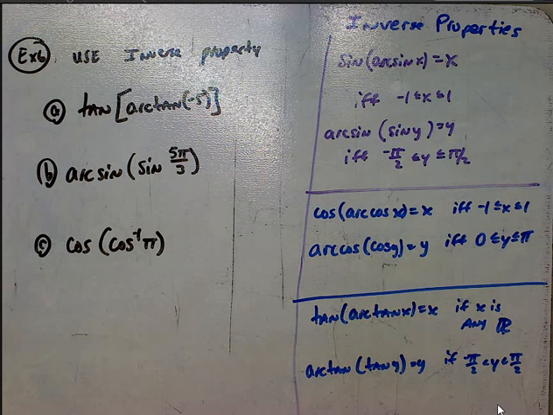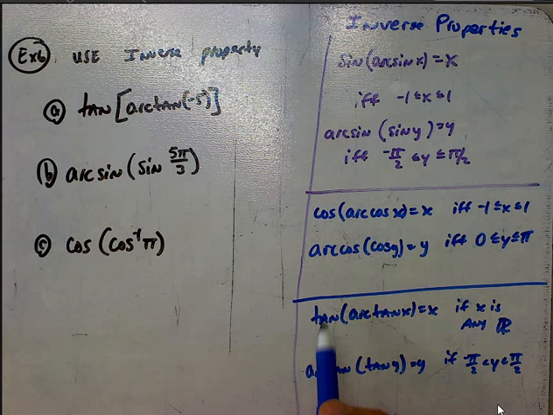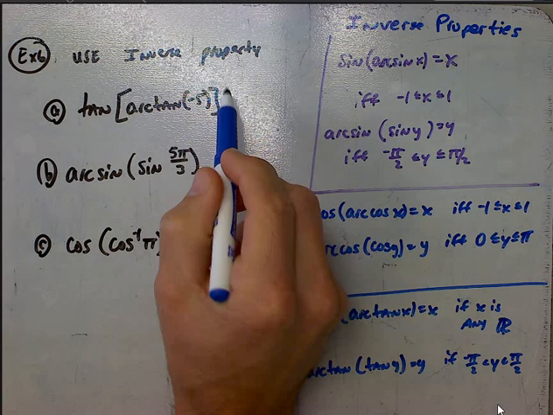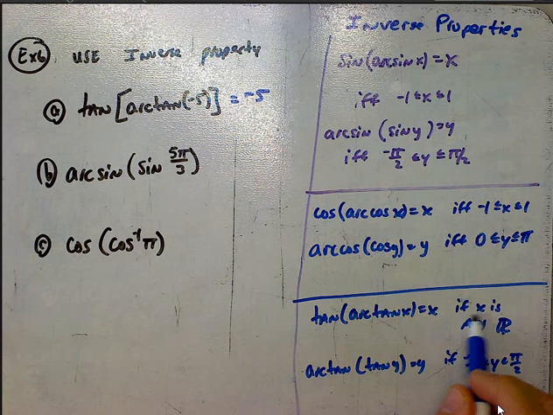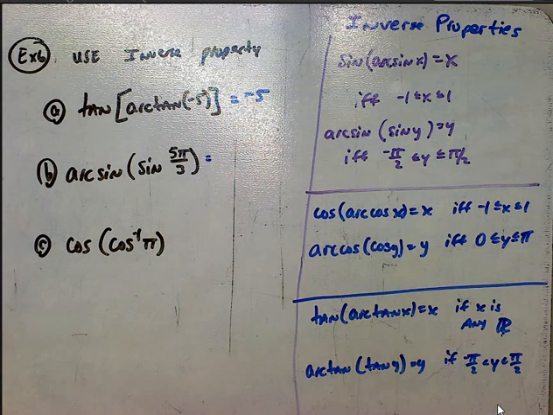Part A says find the tangent of the arctangent of -5. So the tangent on the outside of the arctangent of x is equal to x, so it equals -5 if the x was any real number. -5 is a real number, so the answer is -5. Okay. Part B, the arc sine.